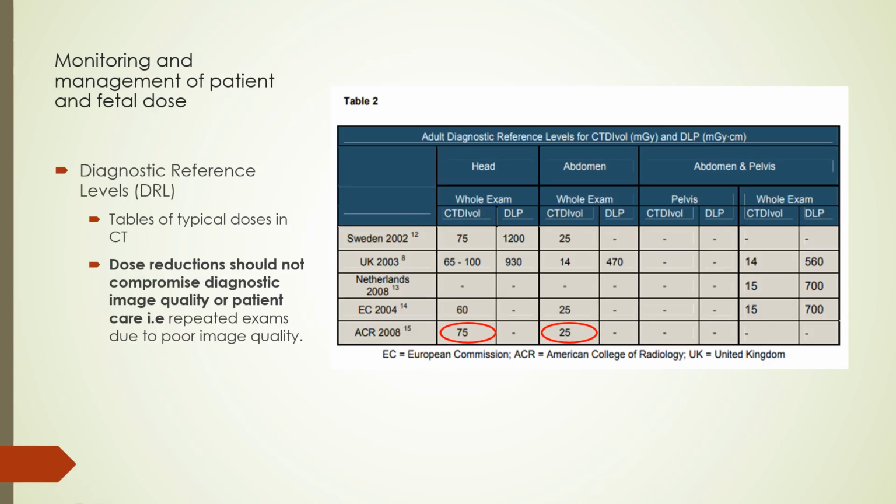This table shows current reference levels used by different countries and organizations. The ACR head and body reference levels are shown in oval-shaped circles. While diagnostic reference levels are useful when optimizing protocols, dose reductions should not compromise diagnostic image quality or patient care. Patient care is compromised when a scan using ionizing radiation is repeated because of poor image quality, leading to additional patient dose.